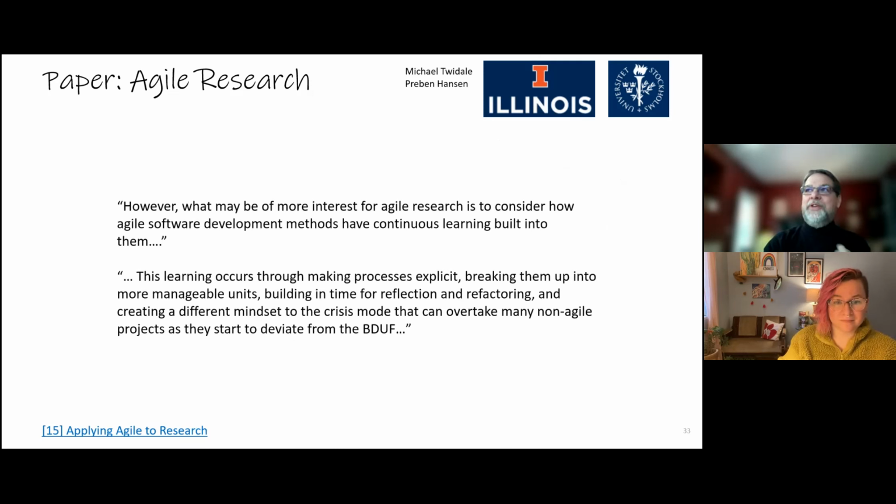And so, on the iterative fast learning loops, one of the things they noted is that it may be of more interest to Agile research to consider how Agile software development has continuous learning built into it. That is, this learning occurs through making processes explicit, breaking them up into more manageable units, building in time for reflection and refactoring, retrospectives, creating a different mindset to the crisis mode that can overtake many non-Agile projects as they start to deviate from their big design up front method.